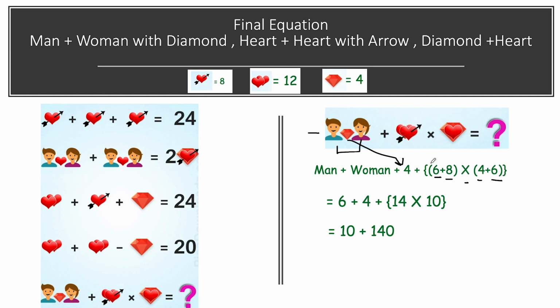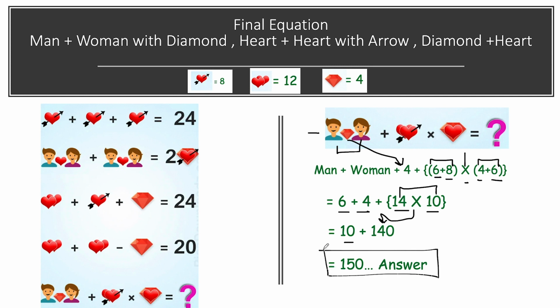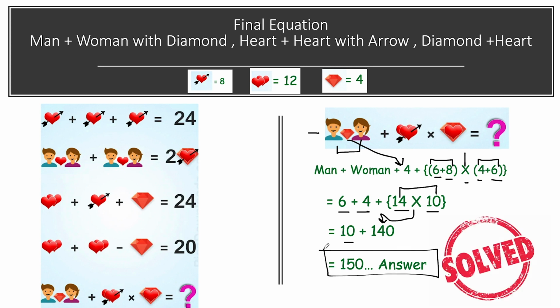According to the BODMAS rule, we first have to calculate the brackets and then we have to solve this multiplication sign. So 6 plus 8 is equal to 14. Now here 4 plus 6 is equal to 10. Now we multiply this, that will become 140 and their addition will be with 6 plus 10, that is equal to 10. So final answer will be 150. So friends, we have solved this puzzle.